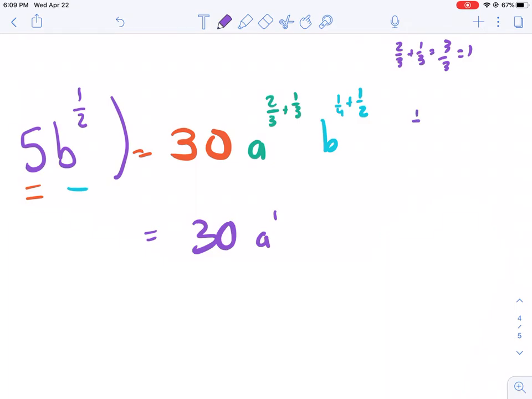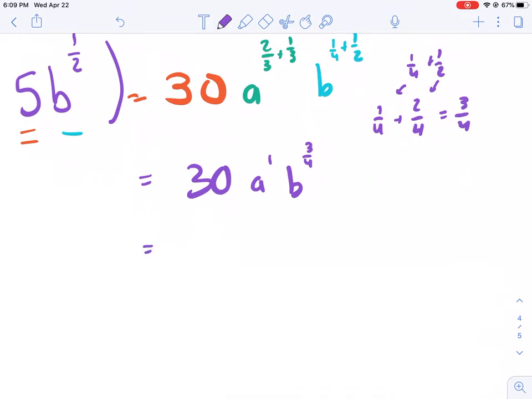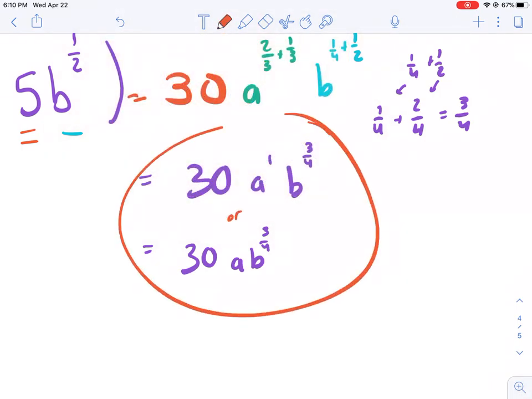1/4 plus 1/2 for my b exponents. Well, I need to find a common denominator. I'm going to change it to 2 over 4 plus 1 over 4 equals 3 over 4. So I'm going to change b to the 3/4 power. Now, I don't really need that 1 there if I don't want, so I could either write it like this, or I could write it without the 1 for the exponent for a. So either of these will work for my answer.